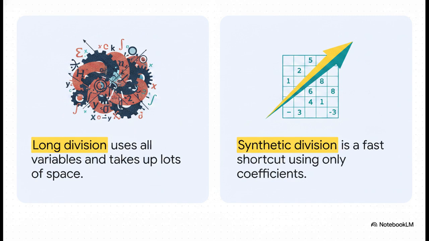Synthetic division is this sleek numbers-only shortcut. You literally just drop all the x variables and only work with the coefficients. You bring down the first number, multiply it by your divisor value, add it to the next column, and repeat. It evaluates those coefficients directly, saving you time, space on your paper, and for sure, a lot of potential algebraic headaches.